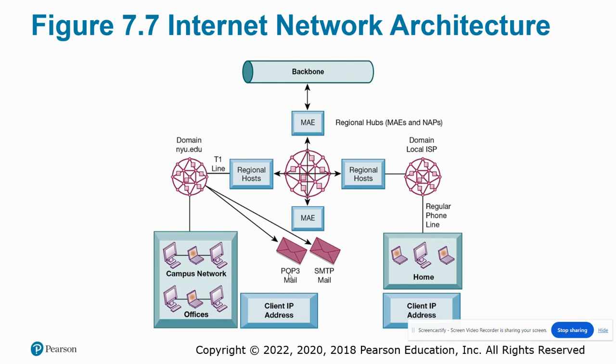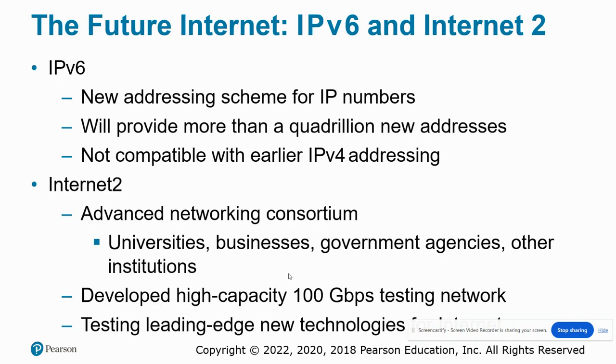This graphic illustrates the architecture of the internet. Note that MAEs, or Metropolitan Area Exchanges, are hubs where the backbone intersects regional and local networks and where backbone networks connect with one another. Here, we start to see future thoughts as to how the internet will evolve over time.